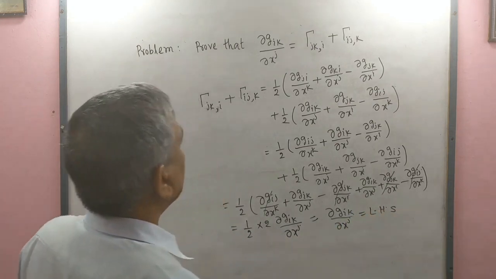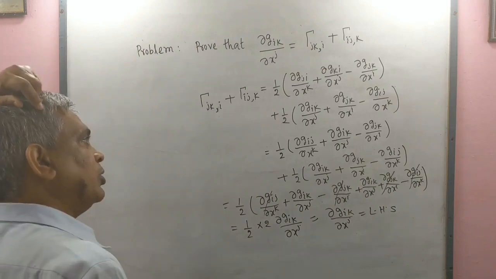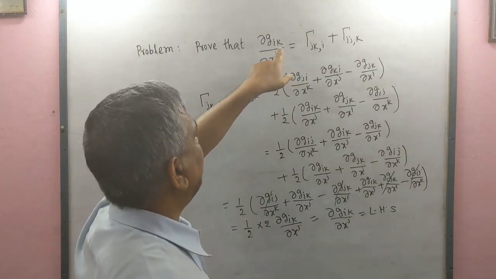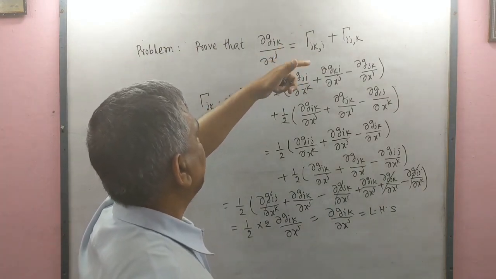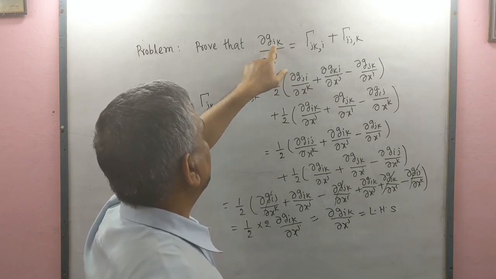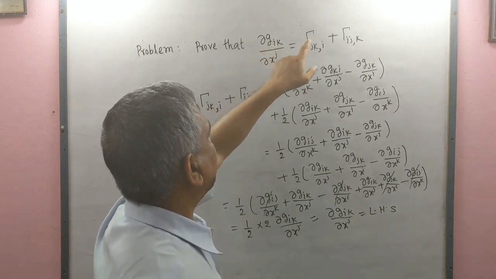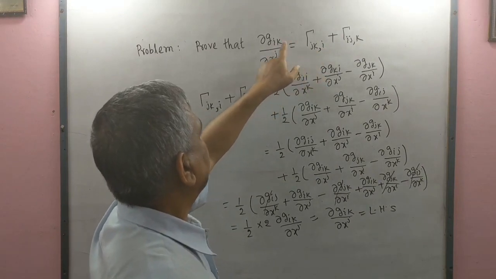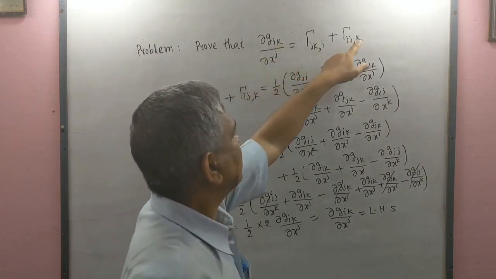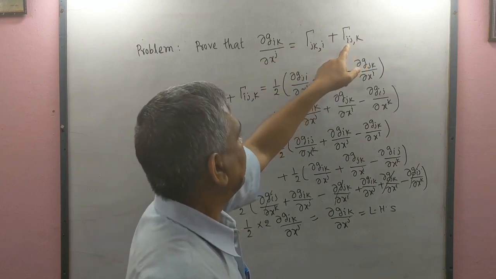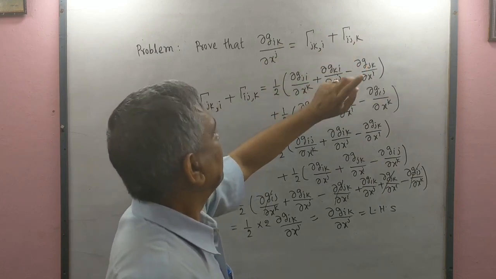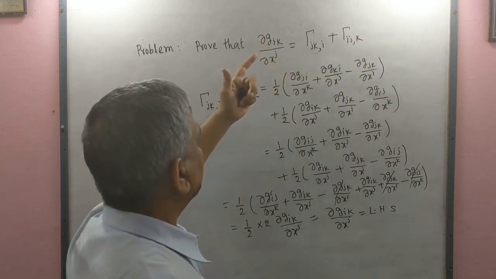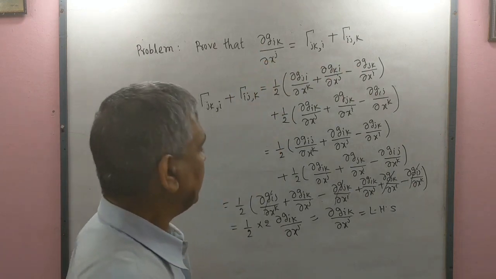hence proved. But we have to remember that this formula can be easily framed. Here we get i, so we first write i, remaining jk. Here k, we write first k, then write ij. So in this way we may remember this formula easily.